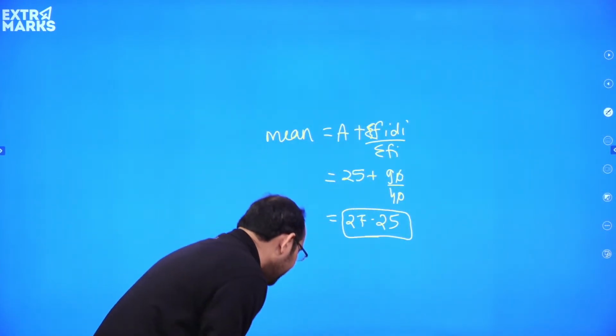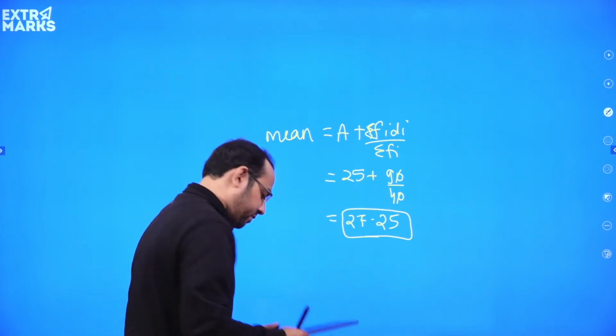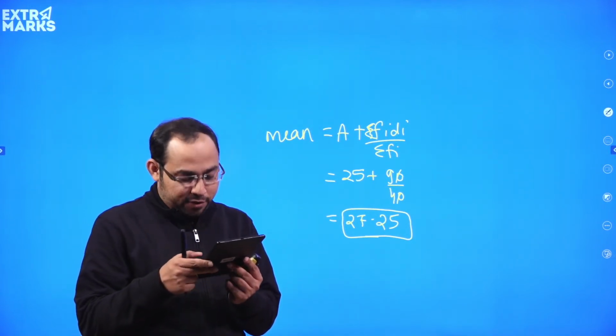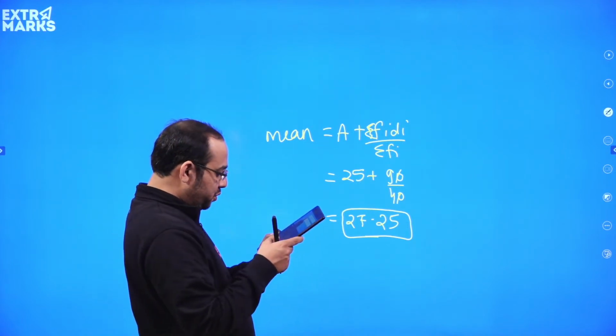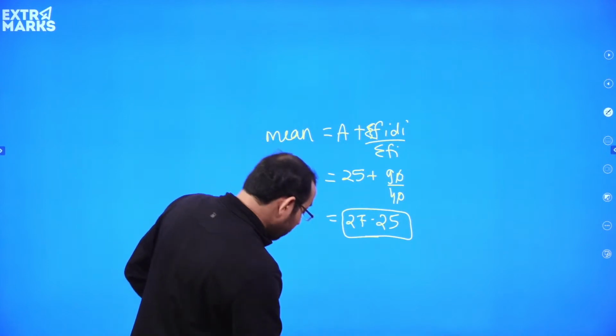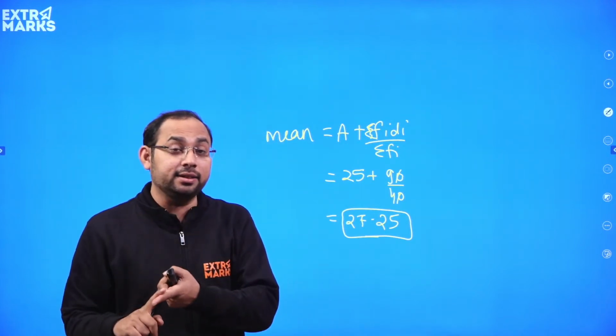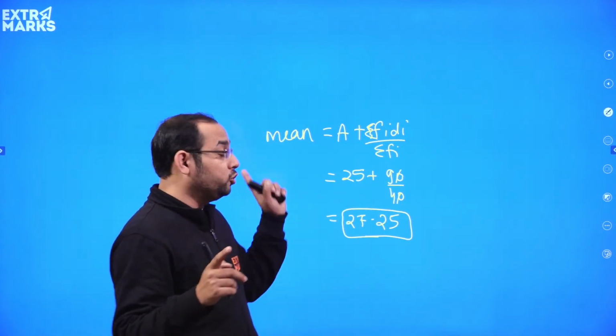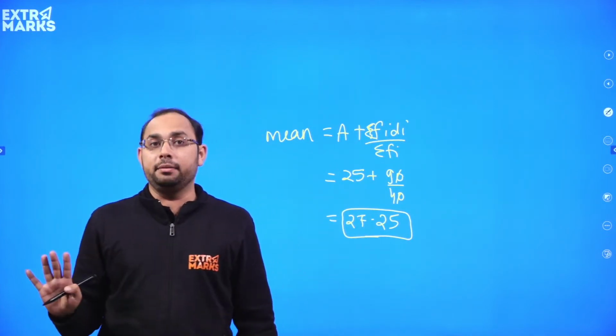How many of you got it right? Swati got it right. Alpha got it right. Anshu, beautiful. Tanishk, very good. Again I am telling you, even if your answer is correct, if the method you applied was not assumed mean, you will not get marks.